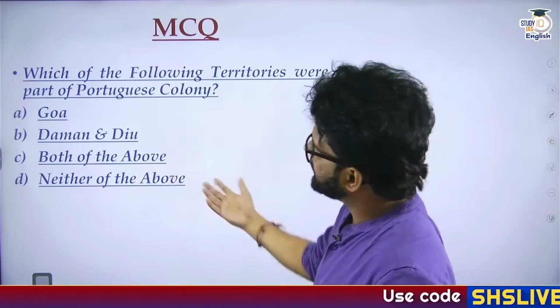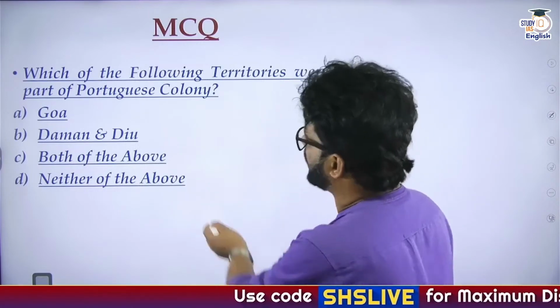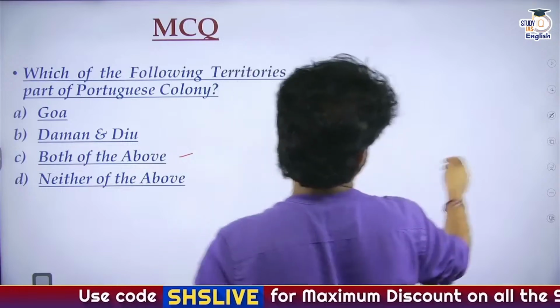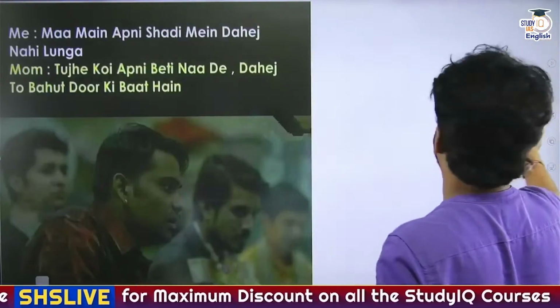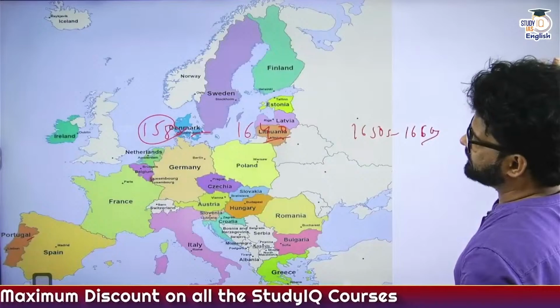We have just discussed Goa, Daman and Diu, Dadra and Nagar Haveli. All these territories were part of the Portuguese colony. C, both of the above. And again, this was the dowry thing which we have just discussed.